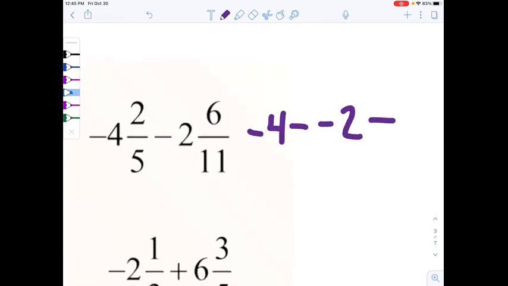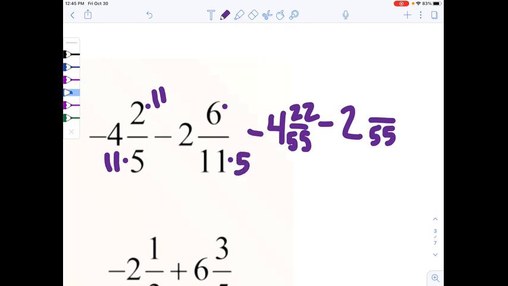So I look at 5 and 11. A common denominator would be 55. So we're going to get both of them to have a denominator of 55. To get 5 to 55, I multiply by 11. Whatever I do to the denominator, I have to do to the numerator. 2 times 11 is 22. And then 6/11, I have to multiply 11 by 5 to get it to 55, which means I have to multiply 6 by 5, which is 30.